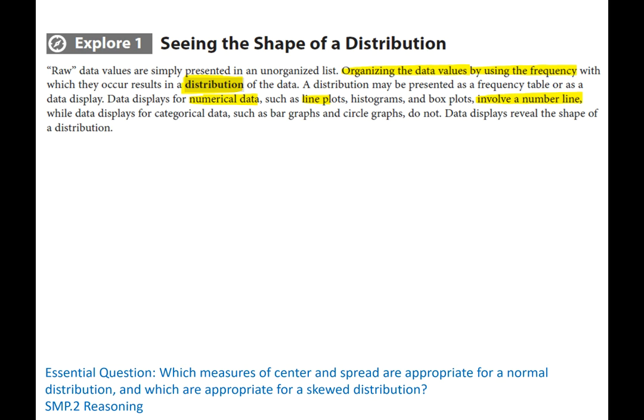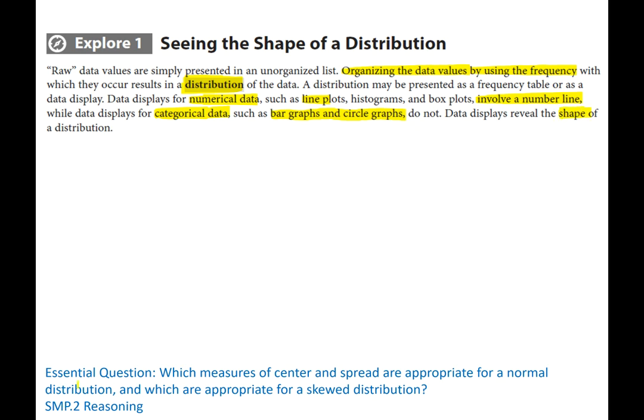While data displays for categorical data, so that's a different type of data we talked about previously, such as bar graphs and circle graphs, do not involve a number line. So data displays reveal the shape of the distribution. So this key right here is we're talking about the shape. The shape of the distribution.